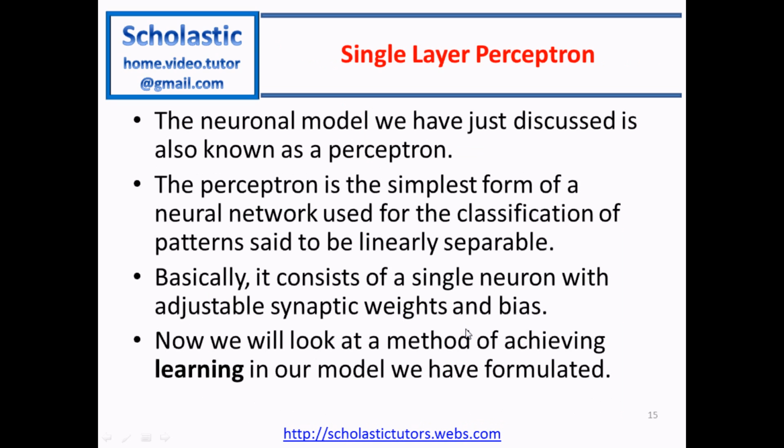Okay, let's see the single layer perceptron. The neuronal model we have just discussed is also known as a perceptron. The perceptron is the simplest form of a neural network used for the classification of patterns said to be linearly separable. So we have to make sure that our patterns are linearly separable when you use a single layer perceptron. That means you have to have two classes, and in between, you should be able to draw a linearly separable boundary.